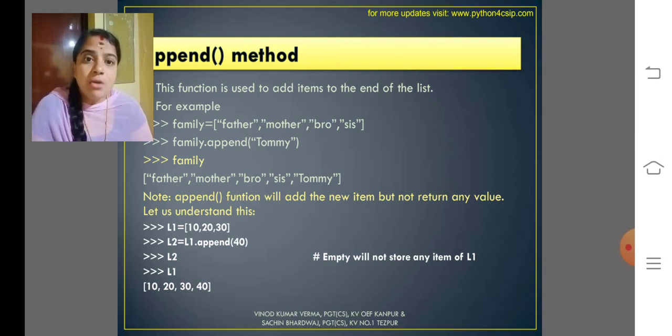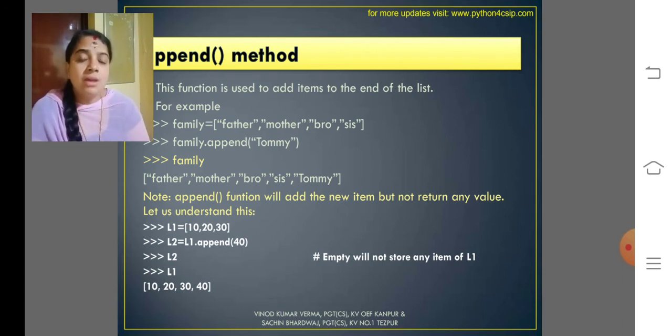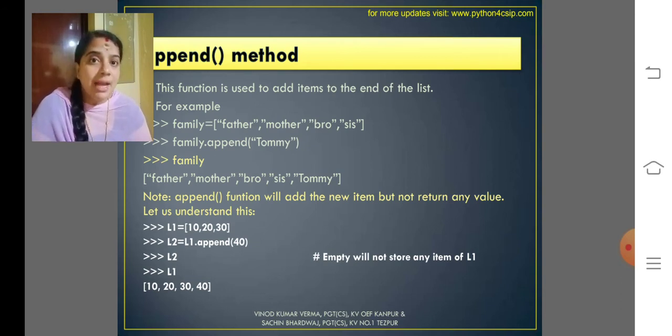That is, L2 equals L1.append of 40. Then L2 will be empty, as the result is not stored in L2. L1 becomes what? It becomes appended with 40. It will not add that value to L2. The only thing you need to know about append is that it is used to add a new element at the last of a list.